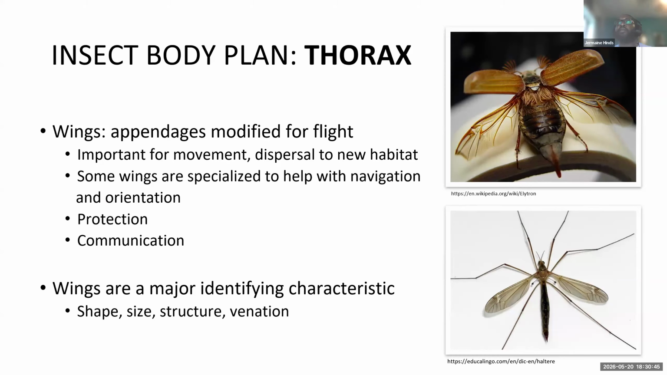So typically on beetles, you see this very hard outer covering of a wing. One of the pairs of wings is this hard outer covering. It's called an elytra. It's a protective covering for the beetle, protecting it from damage, predators, things like that.